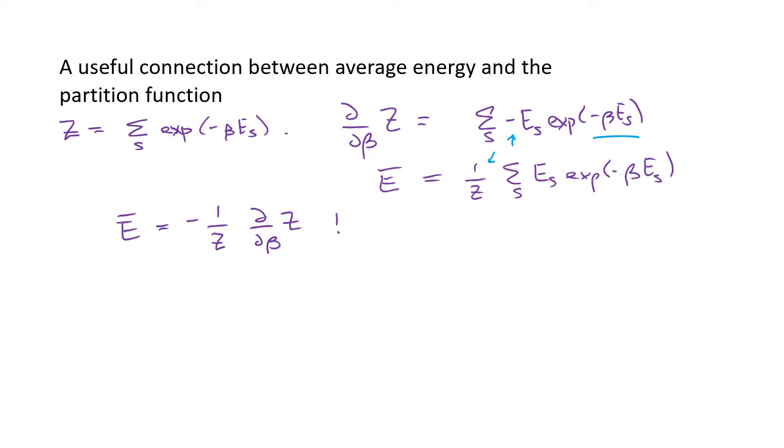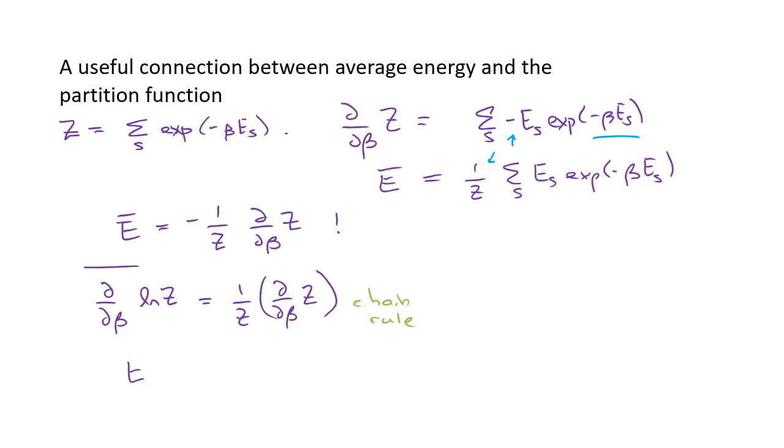So that's pretty neat. In addition, we can also write, so the derivative with respect to beta of the natural log of the partition function is just 1 over the partition function, because the derivative of a natural log is 1 over that thing. 1 over the partition function times the derivative of the partition function with respect to beta, just by the chain rule. Therefore, we can also write that the average energy is just minus the derivative with respect to beta of the natural log of the partition function.